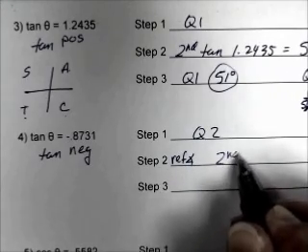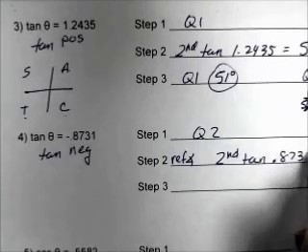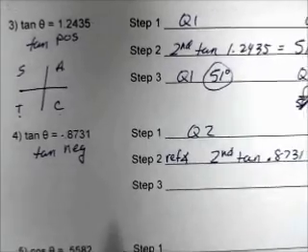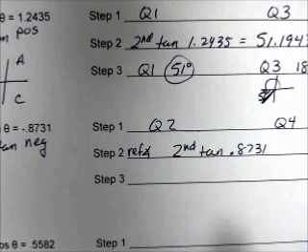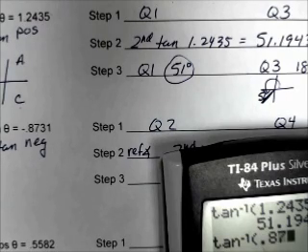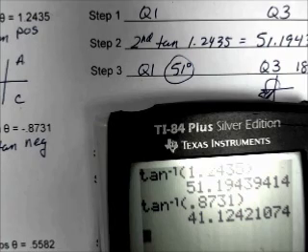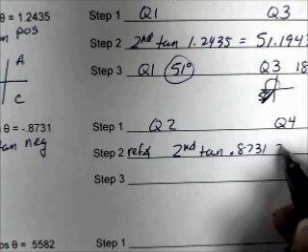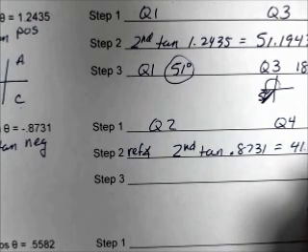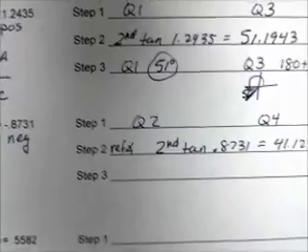So we key in second tan of 0.8731. We don't key in the negative, right? We key in the positive value, 0.8731. So second tan of 0.8731, to the nearest degree, 41 degrees. So our reference angle is 41 degrees.